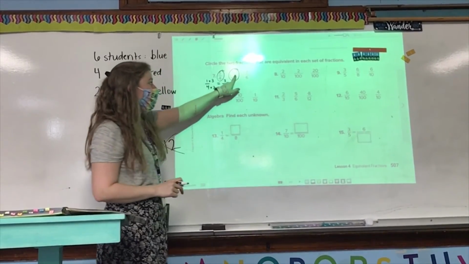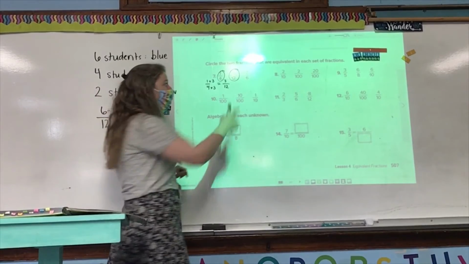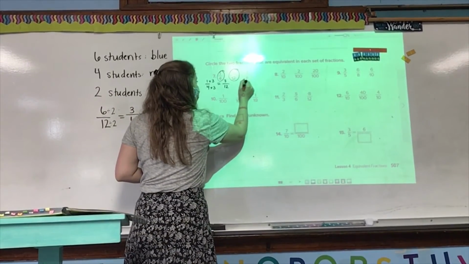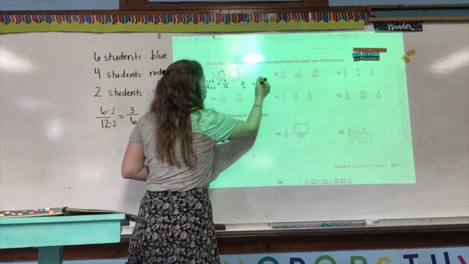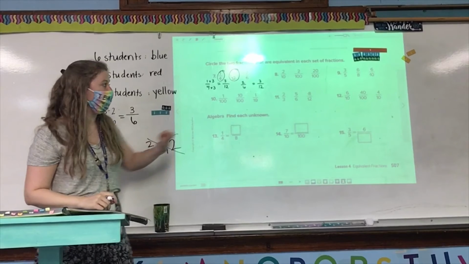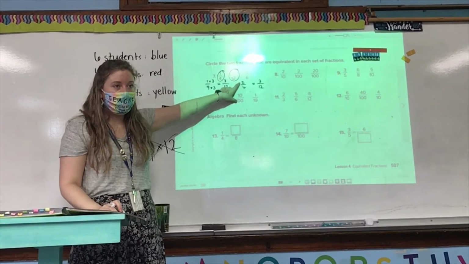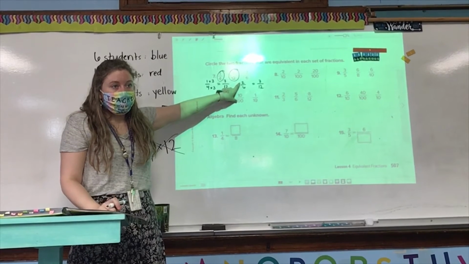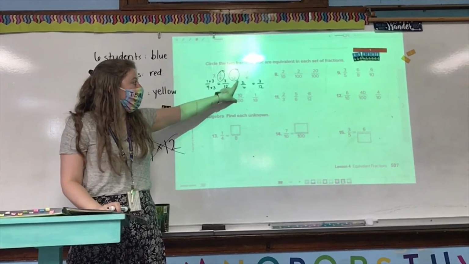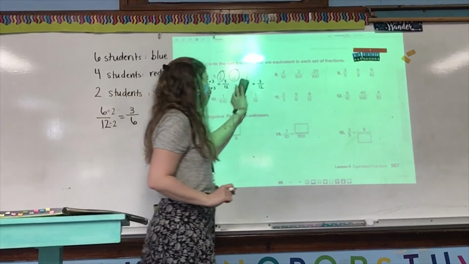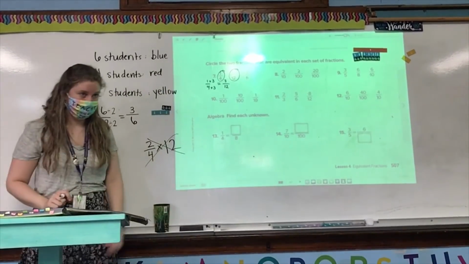But we still need to see our 2/6 and 3/12. So let's start with the smaller numerator and see if it's equivalent to the fraction with the larger numerator. Carla, is there anything we can multiply 2 by to get 3? No. So that means it's not equivalent.